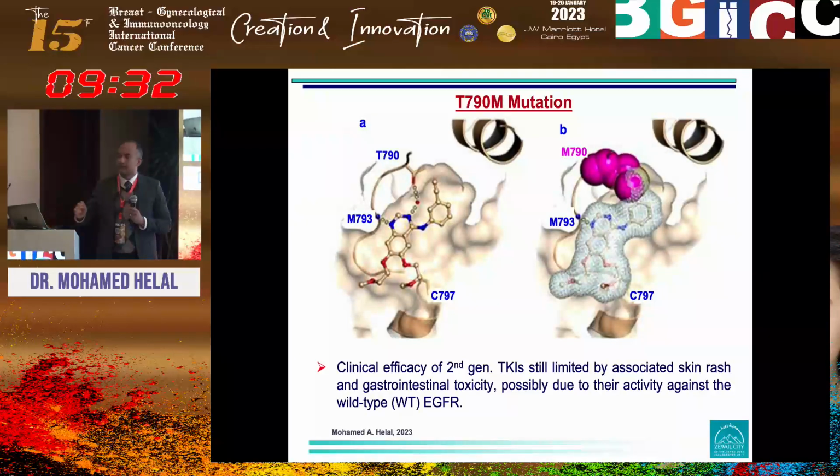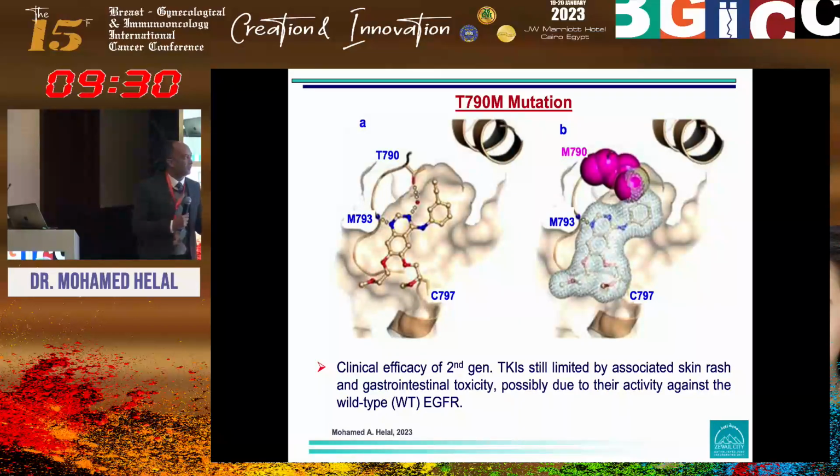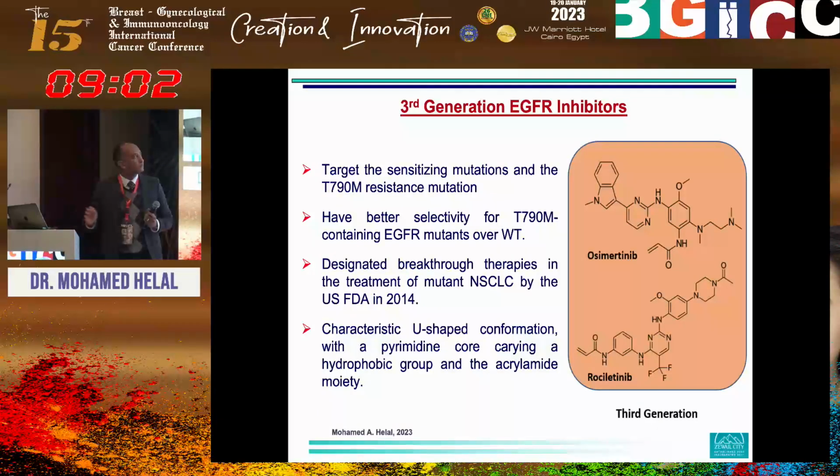So the second generation, which binds covalently to the enzyme, solved this problem, but we have another problem. We have limited clinical use because second generation EGFR inhibitors are not selective against the mutant form. They also inhibit the wild type EGFR, causing a lot of toxicity like skin rash and GI toxicity, because they are non-selective and inhibit all types of EGFR, not only the oncogenic forms. So we had to develop the third generation EGFR inhibitors.